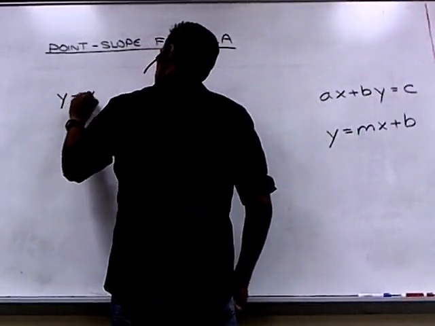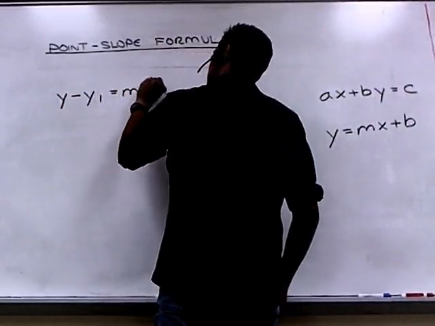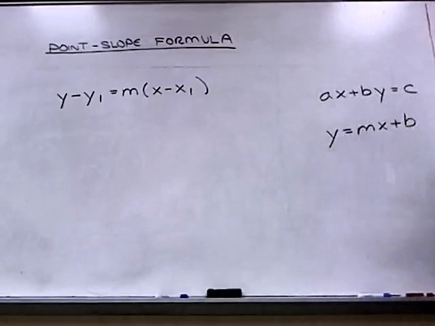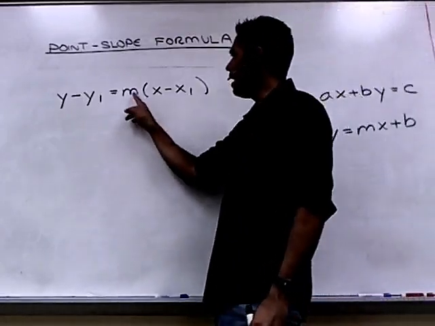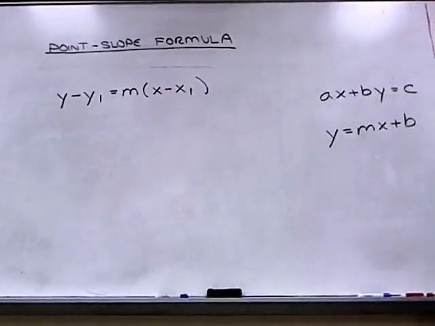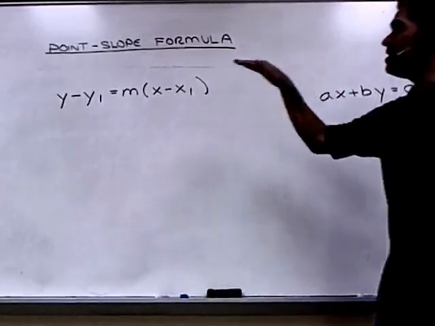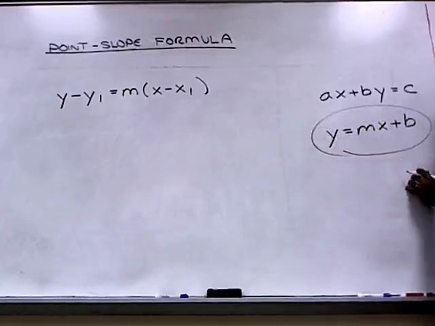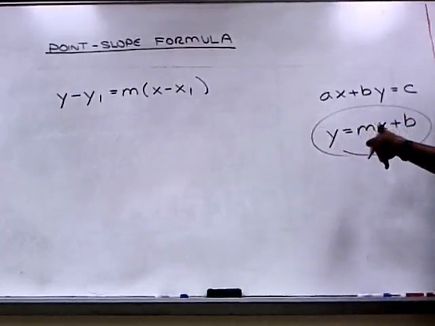y minus y1 equals m times, in parentheses, x minus x1. Where m is the what? Slope, and x1, y1 would be some point, the coordinates of some point that you have. So we can use this formula instead of this one if we want to. It all depends on what information you have in the problem.